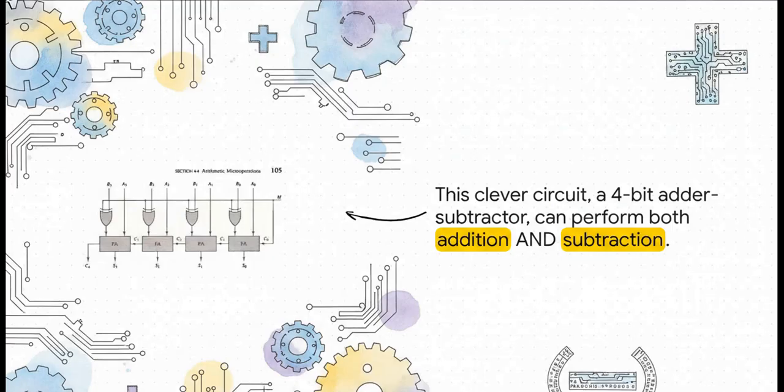And this is where the design gets really, really clever. In chip design, efficiency is everything. So instead of building one circuit for adding and then a completely separate one for subtracting, engineers created a single, elegant circuit that can do both. This is a 4-bit adder-subtractor.